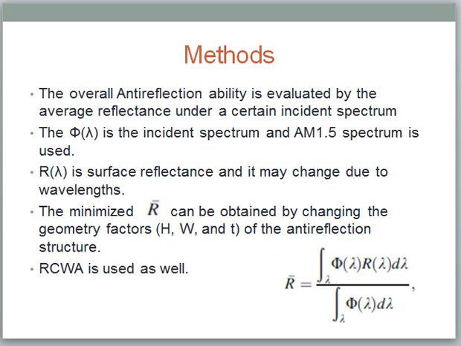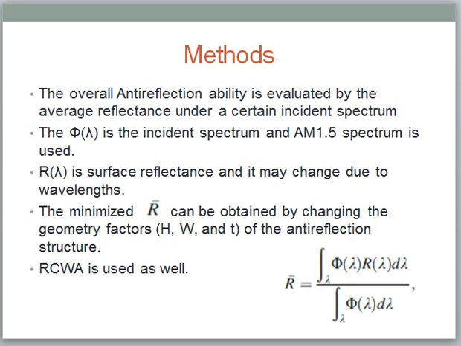The overall anti-reflection ability is evaluated by the average reflectance under a certain incident spectrum, and the equation is given on the bottom right. The lambda is the incident spectrum, and we use air mass 1.5. R is surface reflectance, and it may change due to wavelength. The minimized R bar can be obtained by changing the geometric factors H, W, and T of the anti-reflection structure.